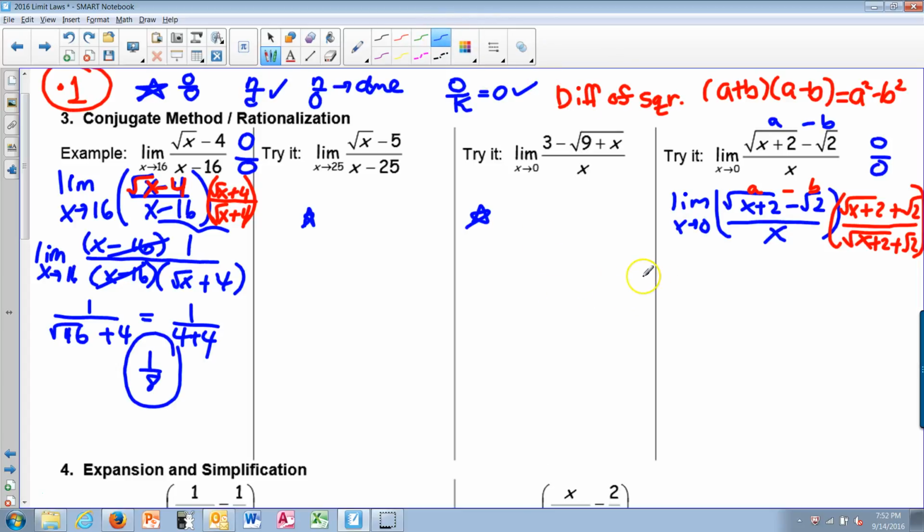So now, when I work this out, ooh, my handwriting became very, very off right there. Hold 1 second. Try that again. Okay, so we have the limit. The top part is a conjugate pair, so a squared is just x plus 2 minus b squared, which is 2, all over, the non-pair doesn't go together.